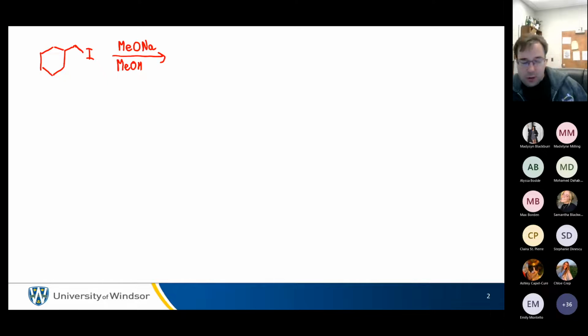Yeah, we're definitely going to do SN2 stereochemistry. Okay. So anyone have an idea of whether this is SN1 or SN2? And if so, why?